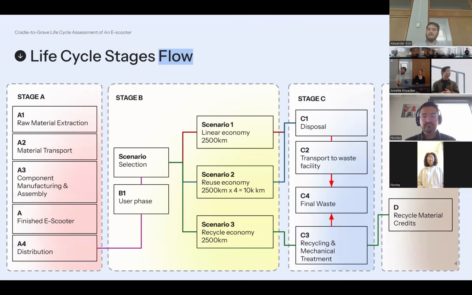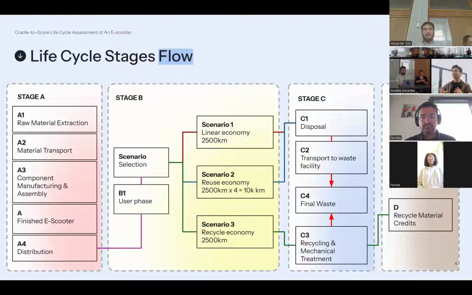Next, please. So for a bit of context, we will share with you the life cycle flow of what will happen to this e-scooter from when it's manufactured up until the user uses it and into the end of life. It's divided into 4 parts. The first part is where we manufacture the e-scooter, which includes the extraction of the raw materials and the transport of the materials, as well as creating the parts and then assembling it into one final complete e-scooter. Afterwards, it will be distributed to the consumer. And that is when we go to the next stage, which is the user phase.